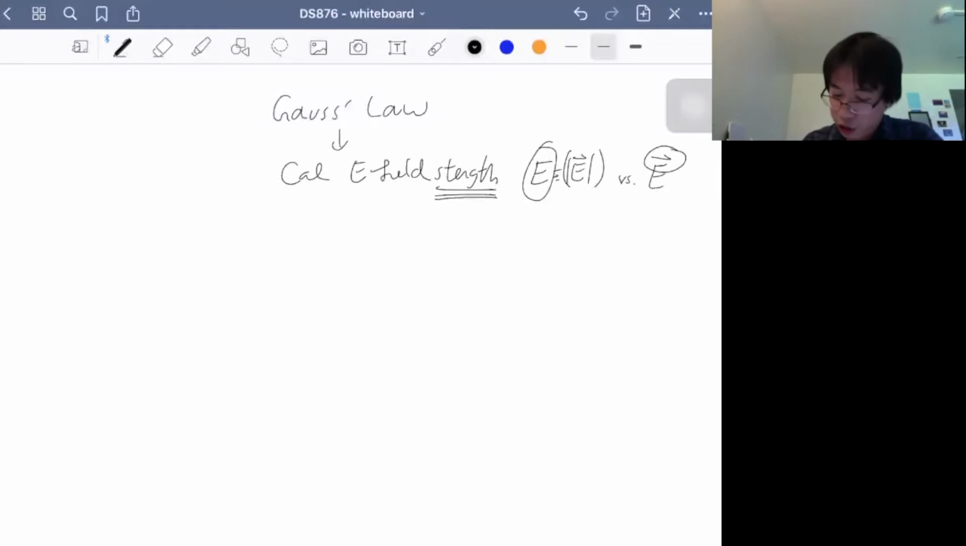So electric field strength, electric field vector. Make sure you understand the difference as well. Namely, for example, this is always positive. The magnitude is the length of a vector.